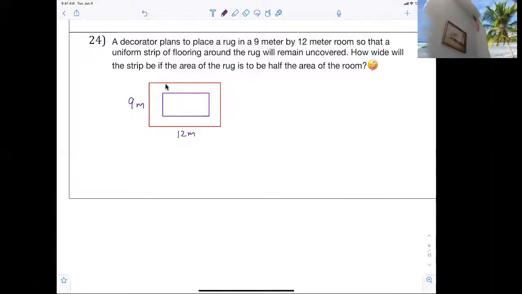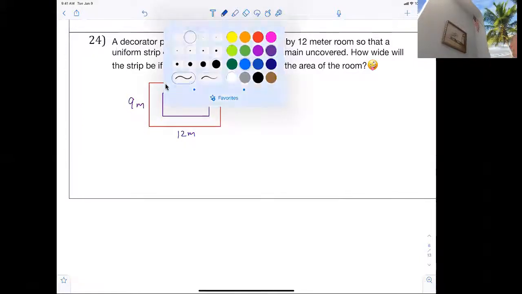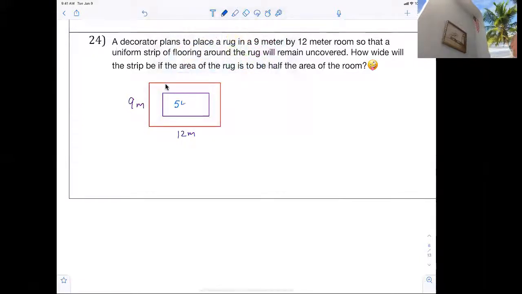Now it says that the rug is to be what? How big is my rug? Half the area. Well, what's the area of the room? 108. So the area of the rug is what? The area of the rug is 54. So I put 54 square meters there.